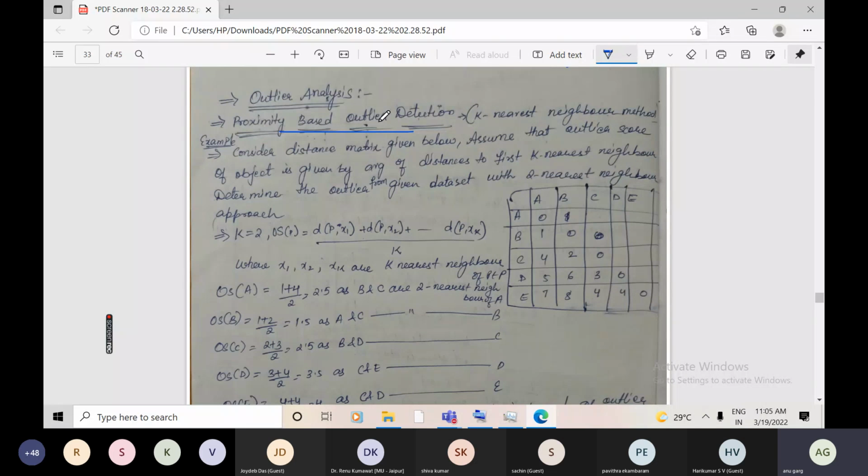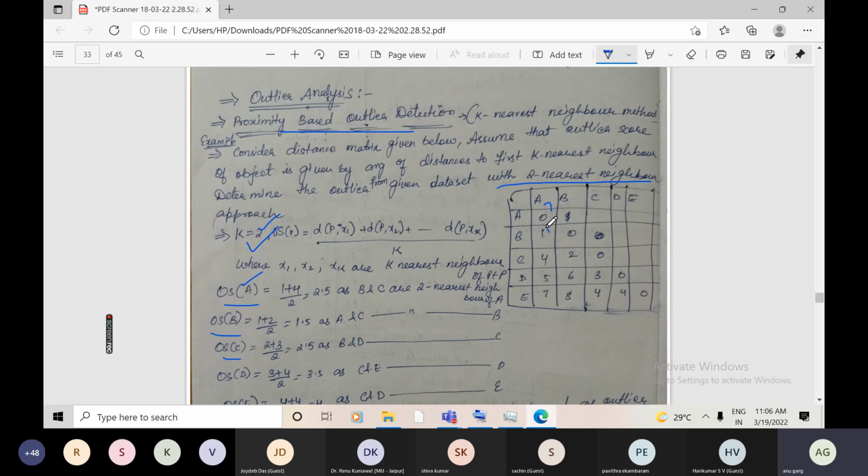So here, using proximity based, this is your distance matrix, and they have asked to use the two nearest neighbor method. That means your K value is 2. For the outlier score, you find it for each point: for point A, for point B, for point C. How do you find it using the K nearest neighbor method? From A, since K is 2, which are the two nearest points? Whichever distances are less.